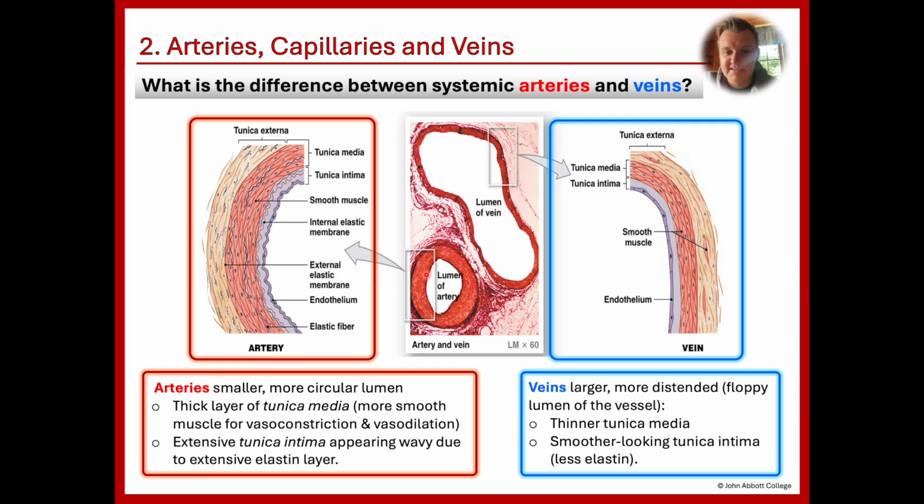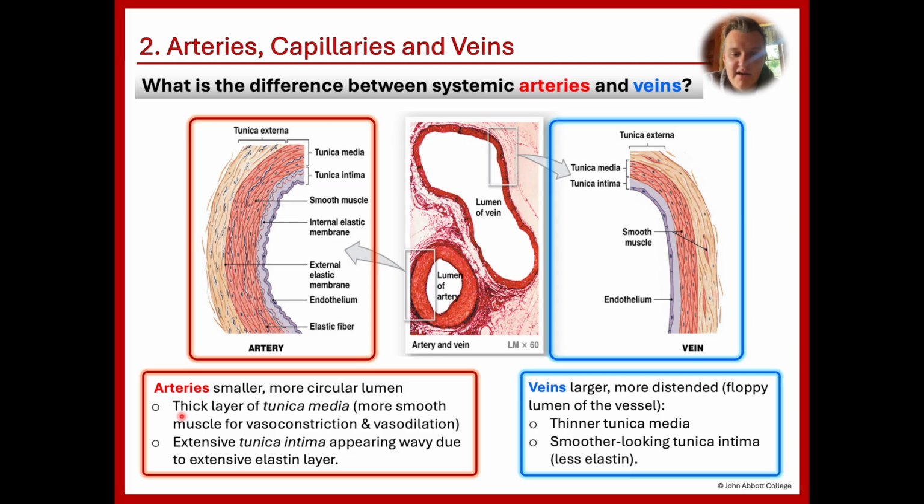So this is your artery, the round artery. This is the middle of the artery where the blood flows, and this is a vein, and this is where the blood flows in the vein. You notice that they look different, right? The arteries are smaller and more circular. The lumen is where the light could be shone through, where you could look at where the blood is going. That's the empty hollow part of a tube. The lumen of the artery is more circular, right?